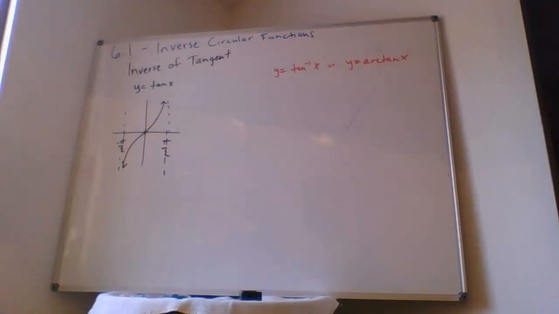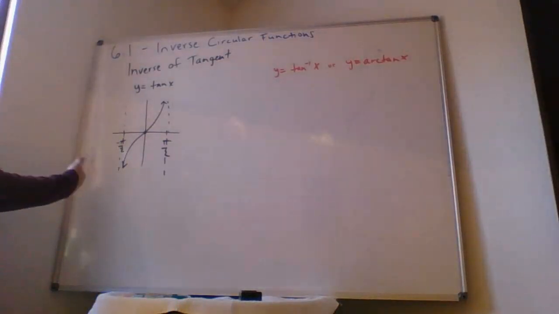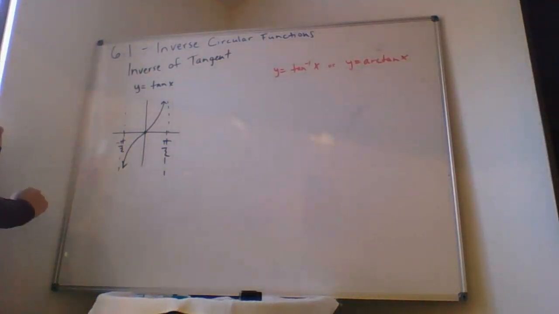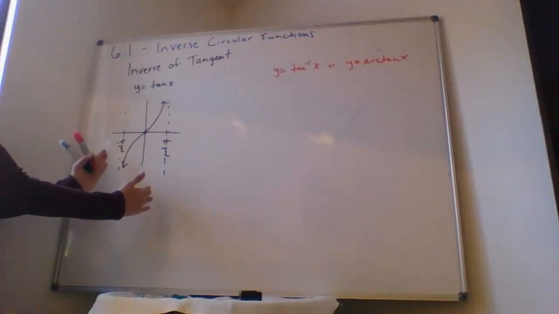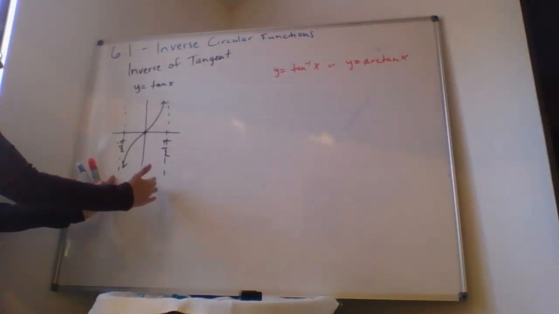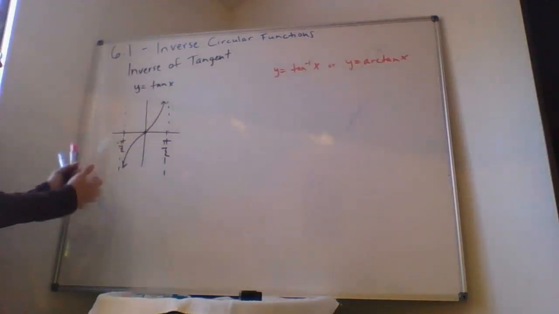Welcome to 6.1 Inverse Circular Functions. We are going to start with a quick introduction of the inverse of tangent. So I have graphed one period of tangent, so y equals tangent x. Remember, we get asymptotes at negative pi over 2 and pi over 2, and it's increasing going through 0, 0.